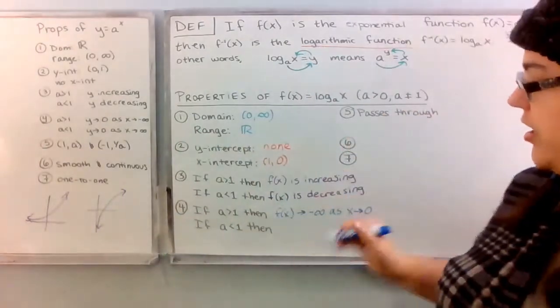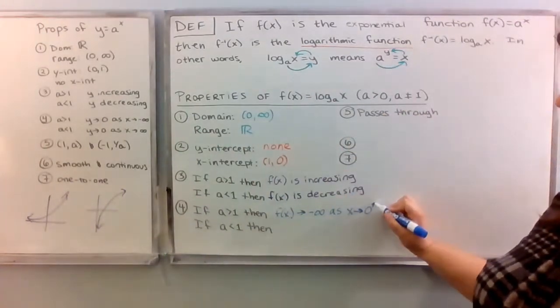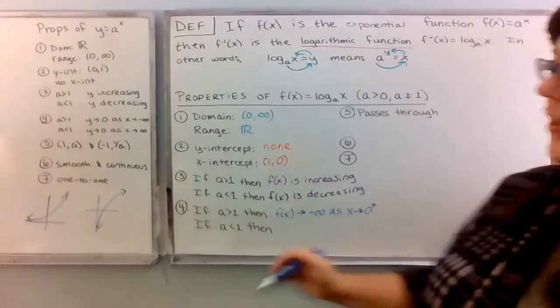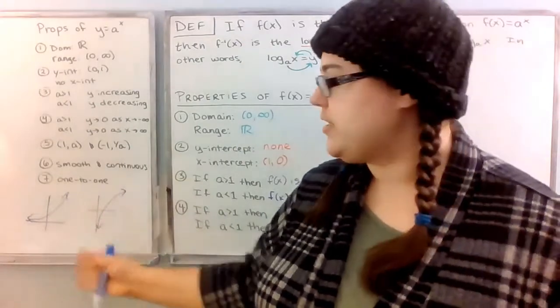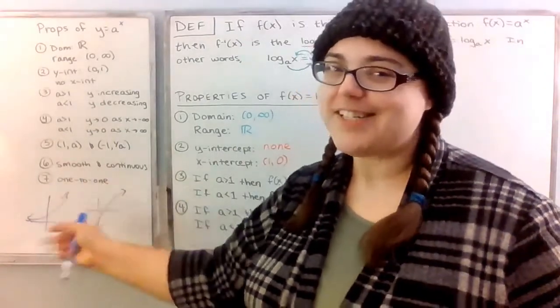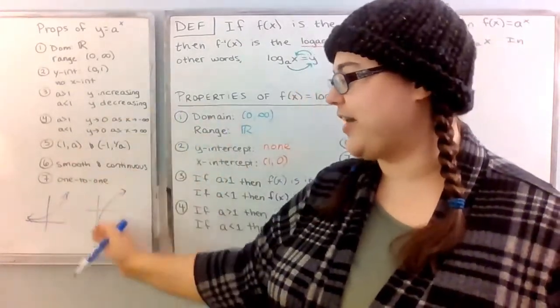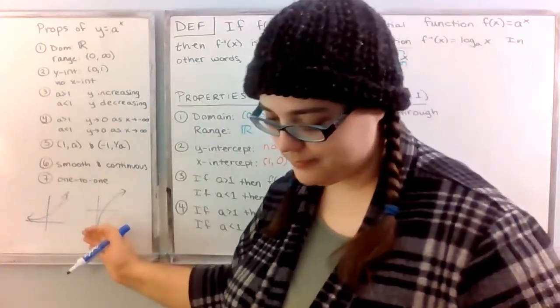Now, we are going to also put a little plus sign here to the right of the 0 to indicate that our logarithmic function is approaching 0 from the right. This is because there's nothing happening on the left. So we're only approaching an x value of 0 from one direction.